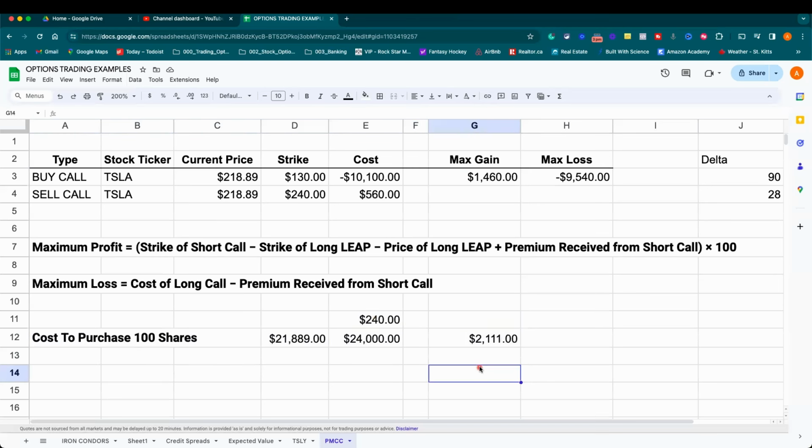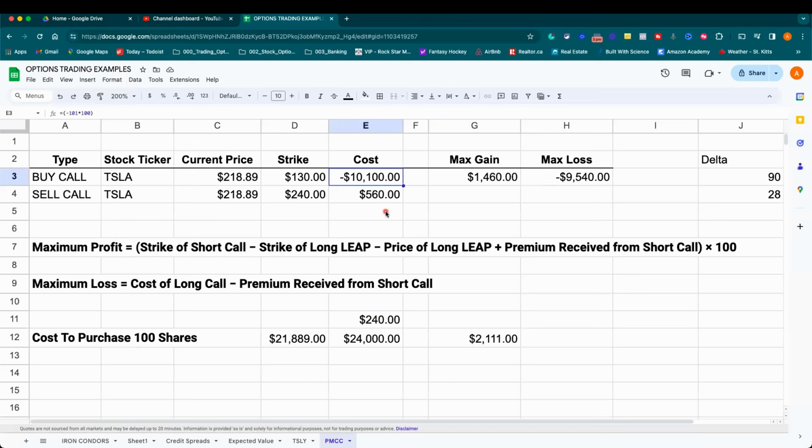So would you rather spend $22,000 almost for a $2,000 return, or spend $9,500 for a potential $1,400 return? That's where you have to kind of weigh the pros and cons. And if people don't have a ton of cash in their account, a poor man's covered call, by the name and the definition, can be a great alternative.